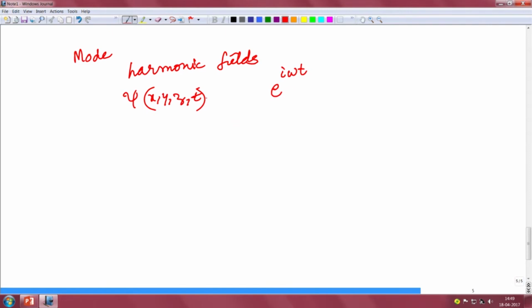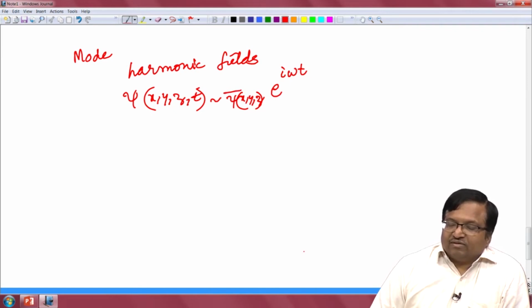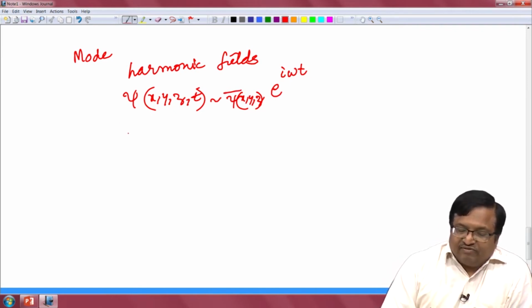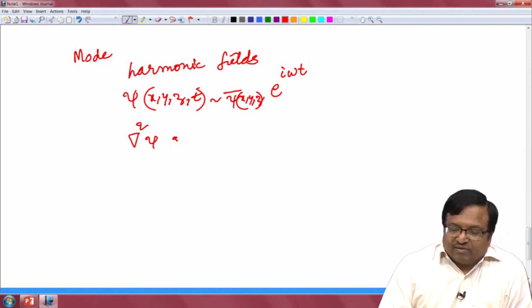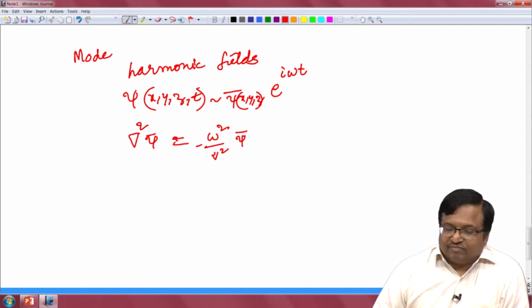So, if we express psi as psi bar of x, y, z, say let me put a bar above this to say that this is only a coefficient, times e power i omega t, we can reduce the wave equation to del square psi equals minus omega square by v square psi bar. I am differentiating this twice and then substituting.